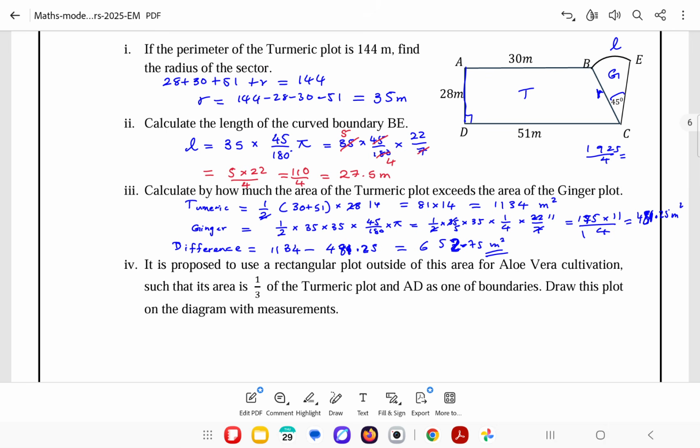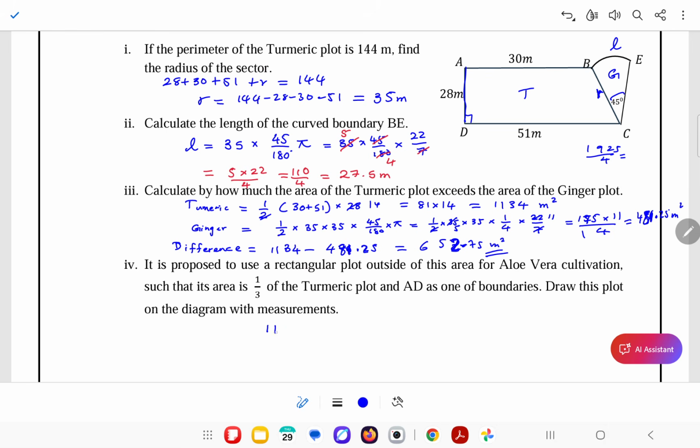Such that its area is 1/3 of the turmeric plot. So let's figure out what is 1/3 of the turmeric. 1134 over 3. So what is that going to be equal to? Let's divide. What do we get?